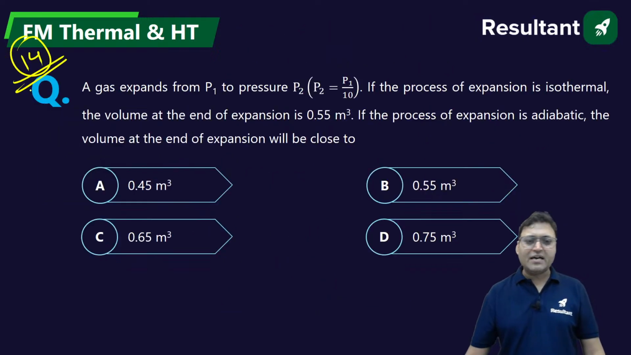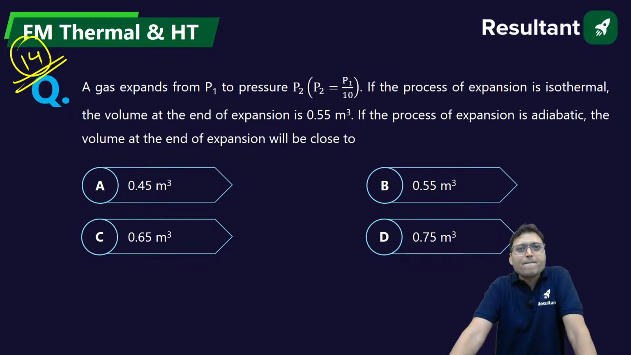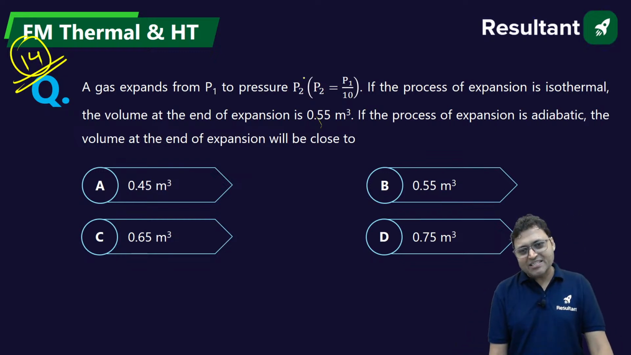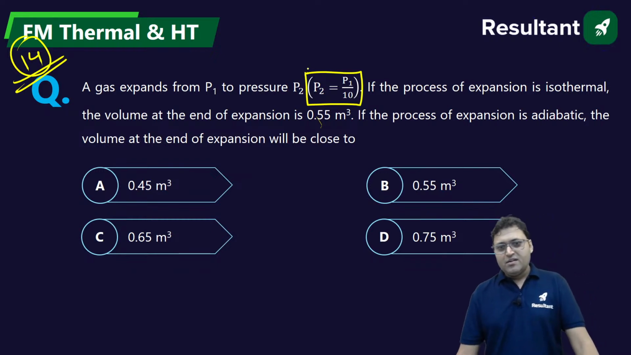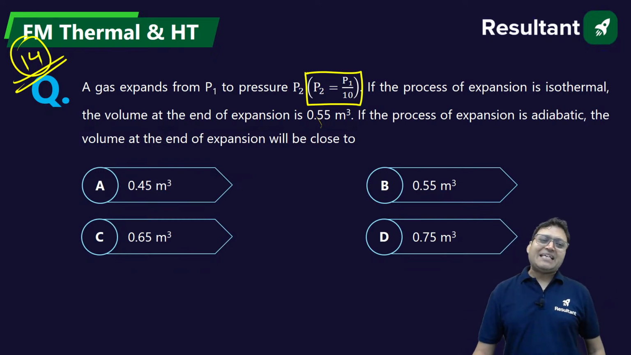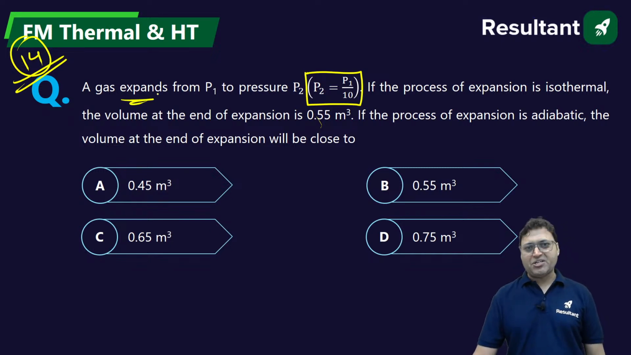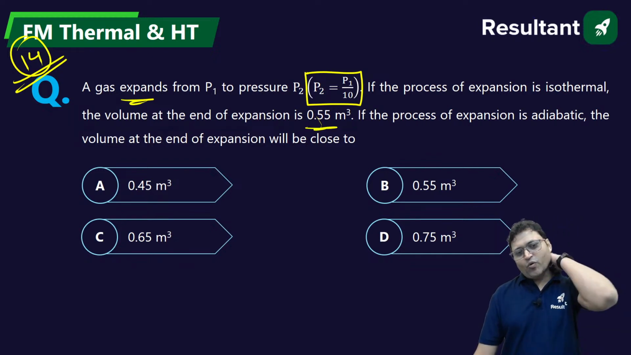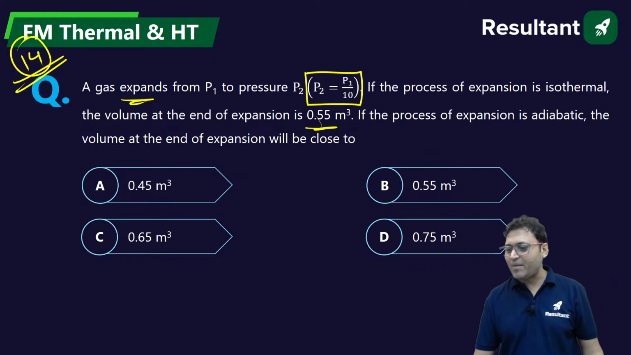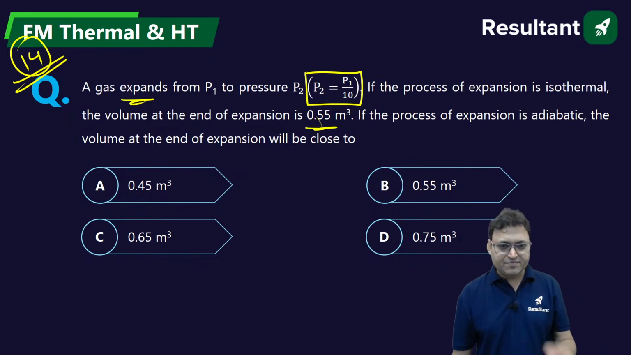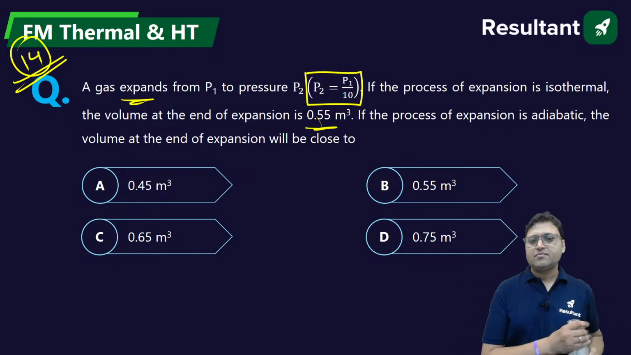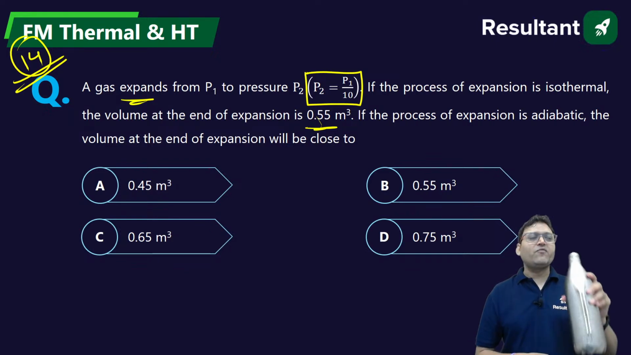Question number 14 on the screen. There is an expansion of a gas from pressure P1 to pressure P2, and the relation between P1 and P2 is also given. Because it is an expansion, there is a decrease in pressure and an increase in volume. If the process of expansion is isothermal, the volume at the end of expansion is 0.55 meter cube. If the process of expansion is adiabatic, what will be the volume at the end of the expansion? It will be close to... Question number 14. Can you do it? Can anybody let me know the answer?